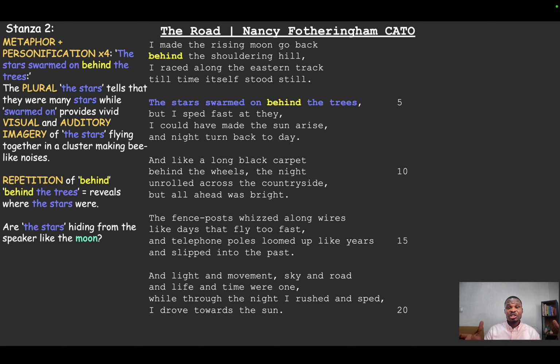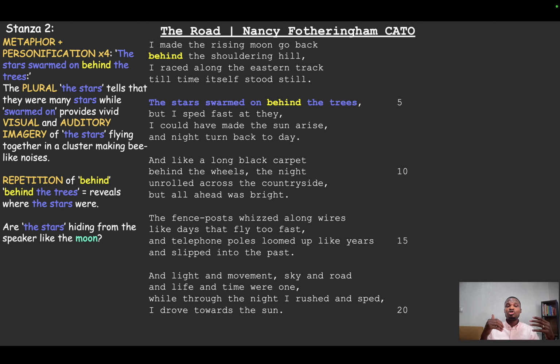Then we see the use of metaphor and personification, the fourth one. The poem has a lot of personification. So the stars swarmed on behind the trees. So the plural stars tells that there were many stars, maybe two or more. So that while swarmed together provides vivid auditory imagery of the stars flying together in a cluster and making bee-like noises.